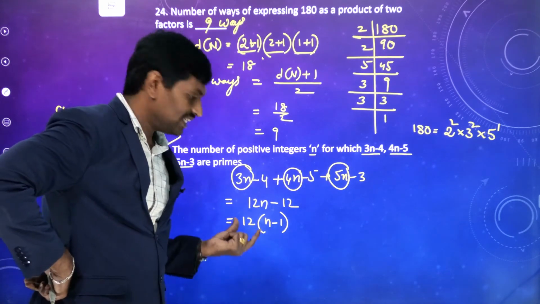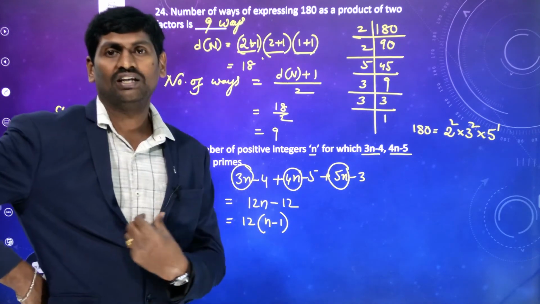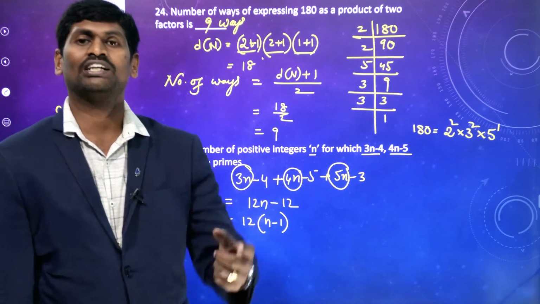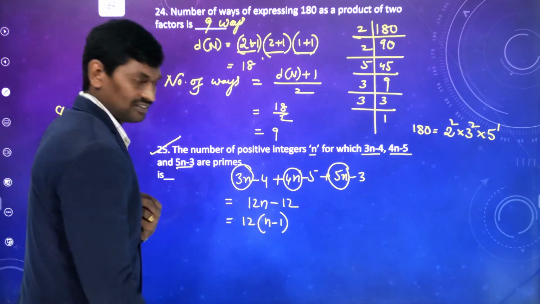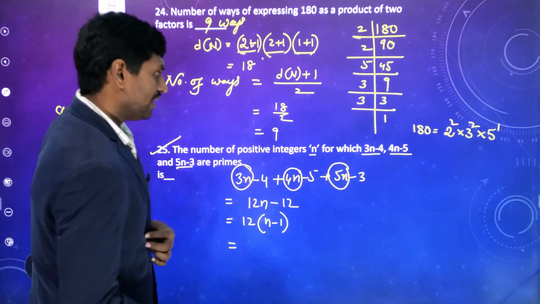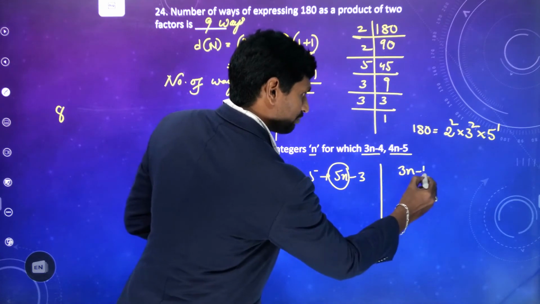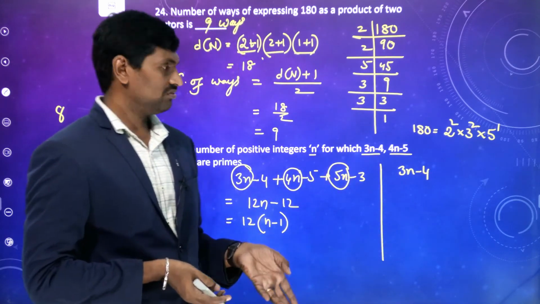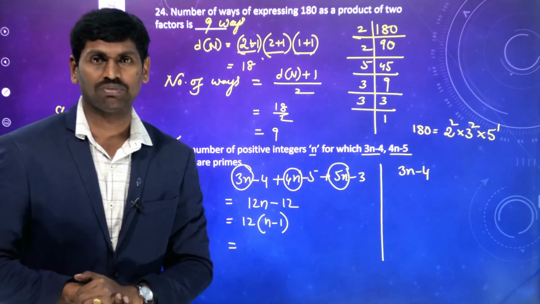That means 12 is even number. The product also will be even number. That means we are multiplying any number with even, it will be even number only. Now let us take one by one. That means any one of them can be even, no? First one, second one, third one. Any one of them even, then the product will be even number.